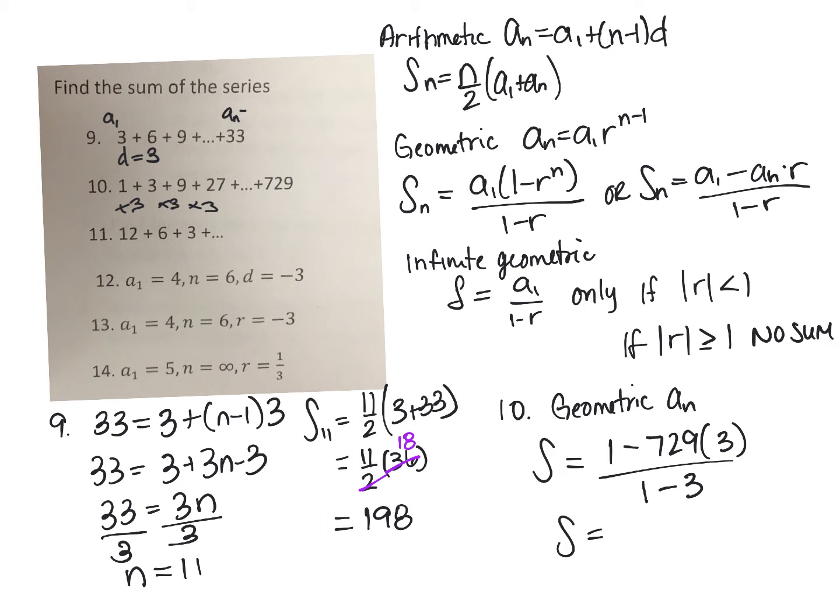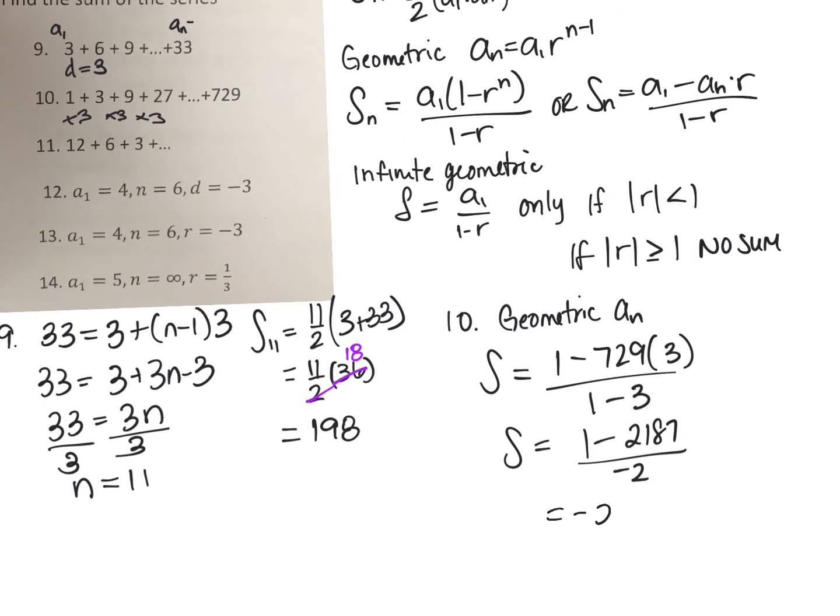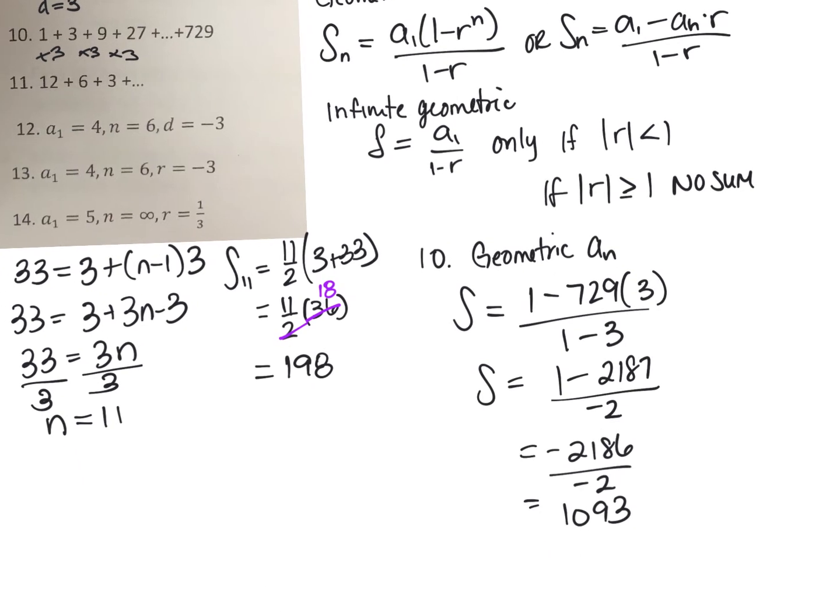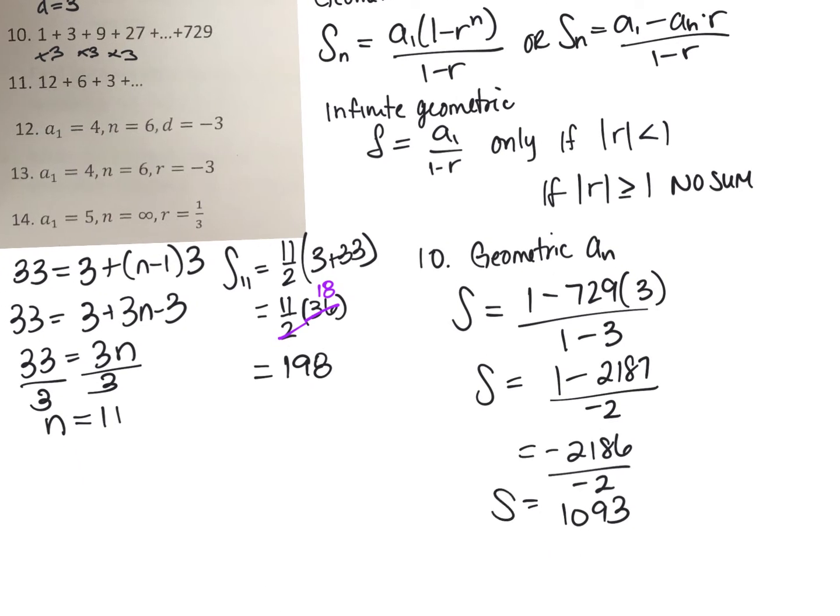So S equals 1 minus. Do not forget your order of operations here. You have to multiply before you can subtract. So I get 1 minus 2187 over -2. And 1 minus 2187 is negative 2186. Divided by -2. And we get 1093 is my sum.